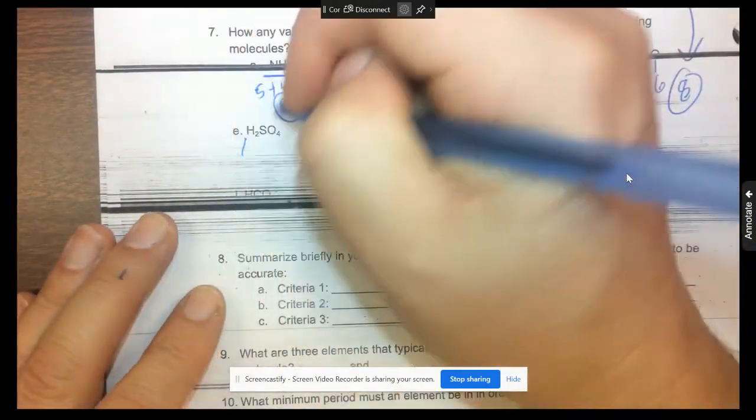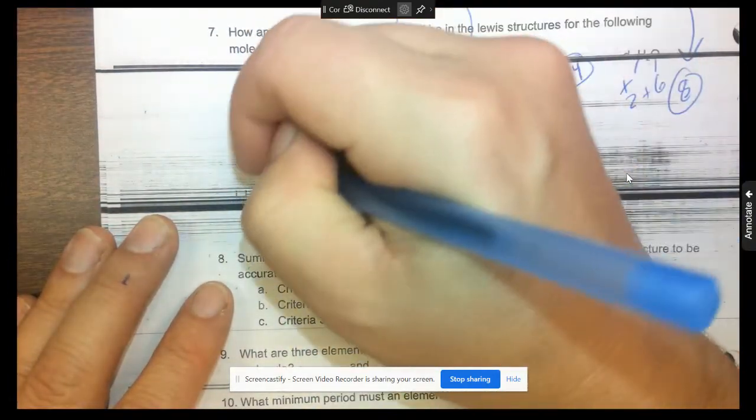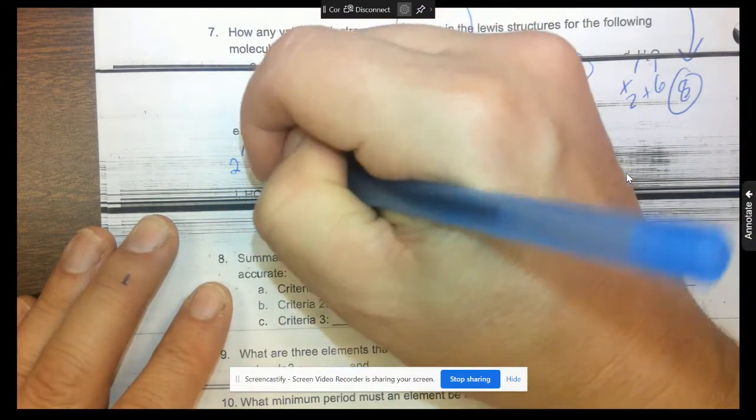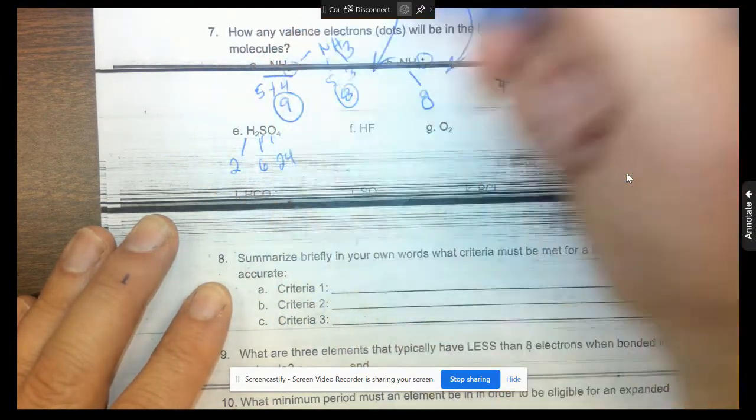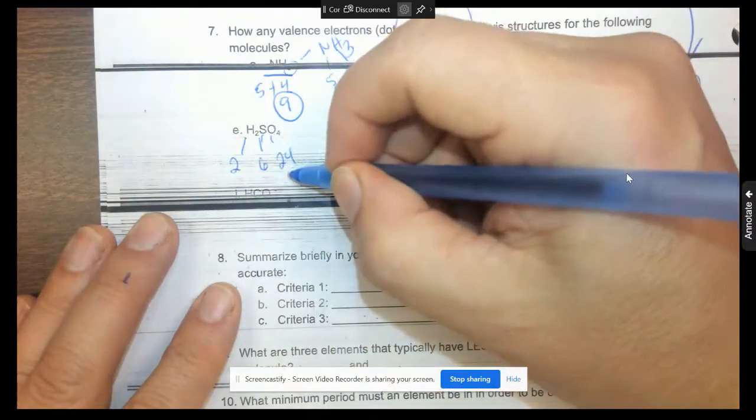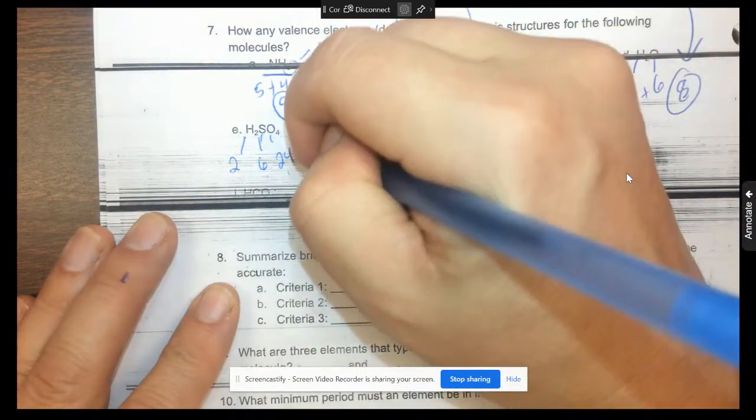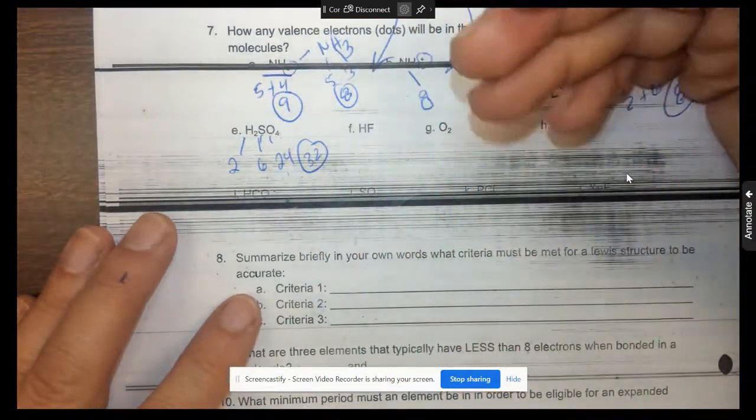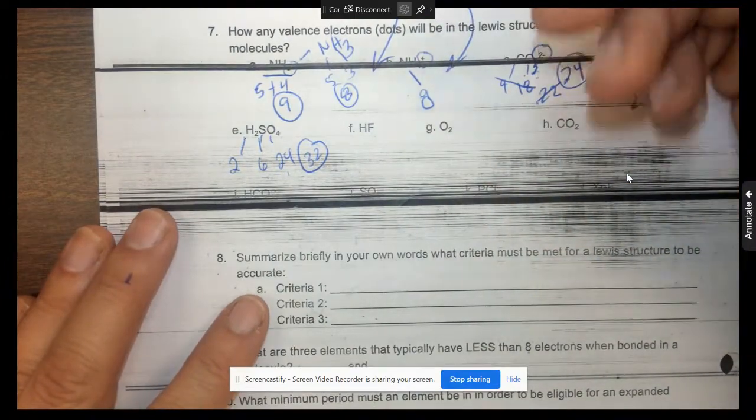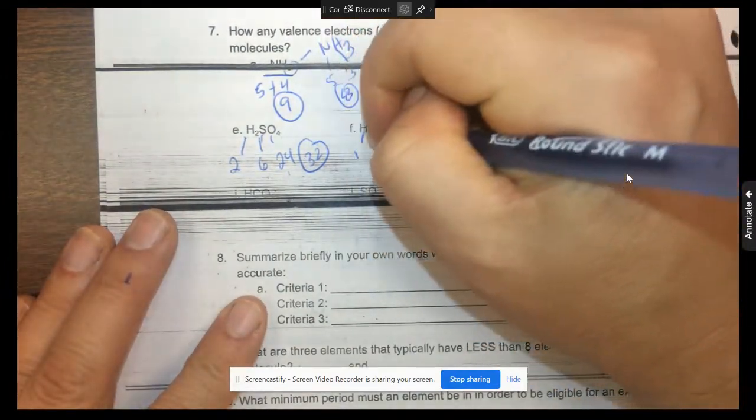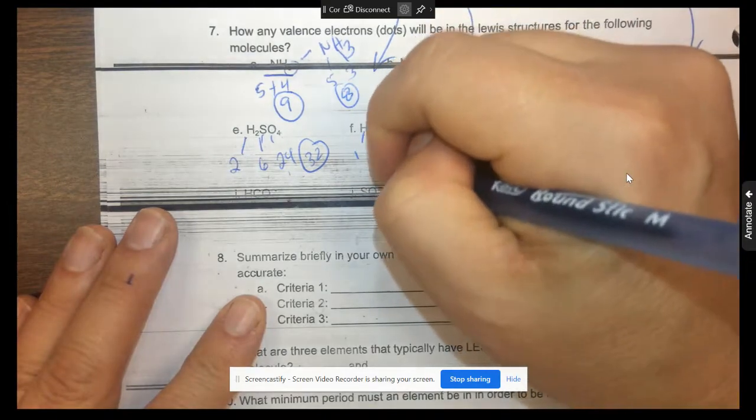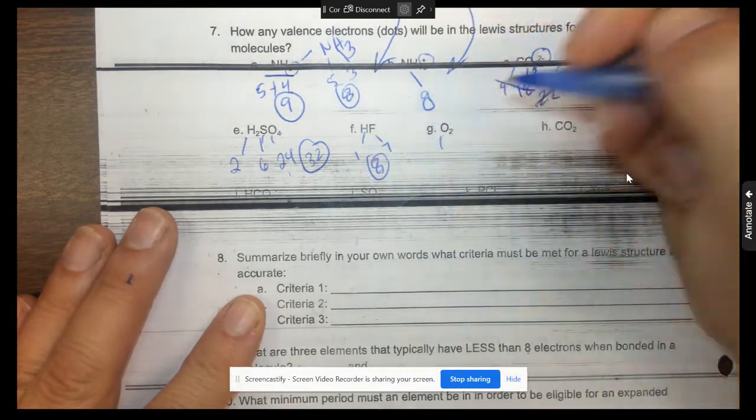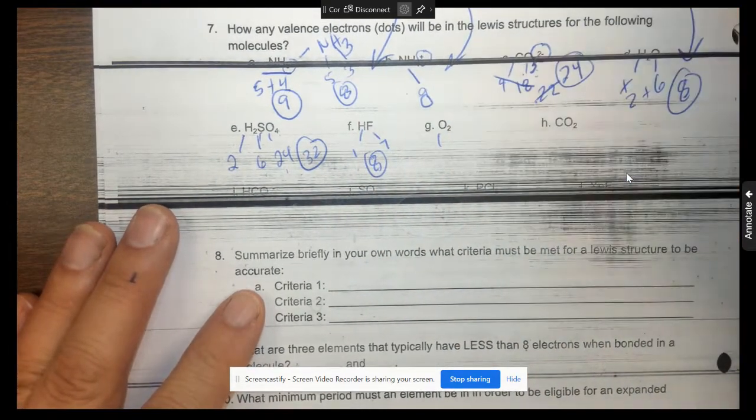Let's check this out. So 1 times 2 is 2. Sulfur gives us 6. 6 times 4 is 24. 24 and 6 is 30. This is 32. Again, another multiple of 8. Atoms want to have 8 electrons. Now that won't always be true, and you'll see here in a minute. This would be 8. And here's one that's not going to be a multiple of 8.